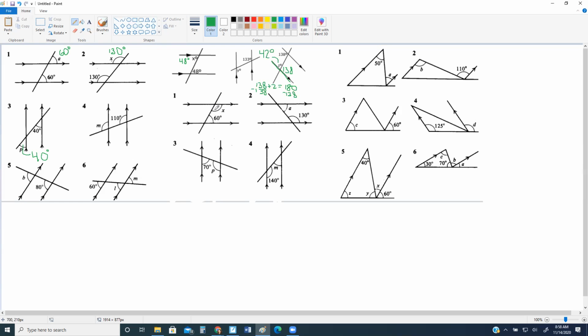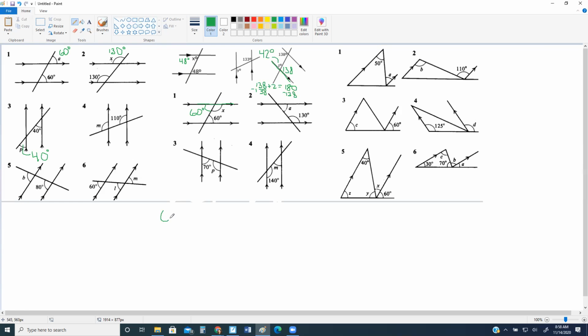60 is an acute angle. X is an obtuse angle. There is no way that they can be congruent. But I know that 60 degrees is congruent with this guy because they're alternate interior angles. And these guys are on a straight line, so they add up to 180.